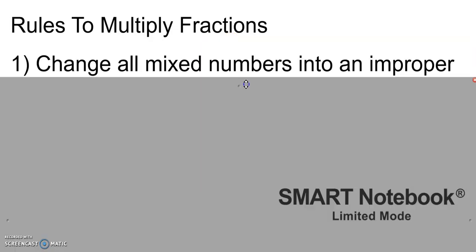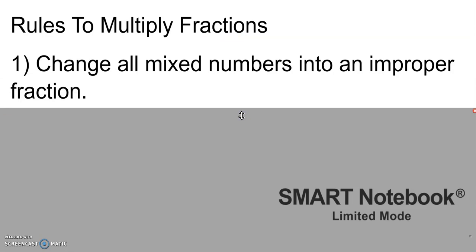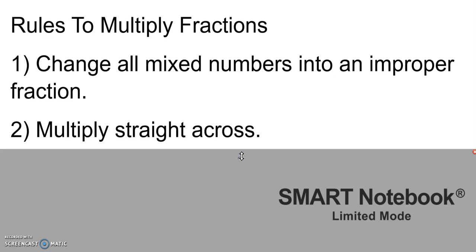So the very first thing is that we need to change all mixed numbers into improper fractions. So if we have, for example, 2 and 1/2, we have to change that 2 and 1/2 to 5 over 2 before we can multiply. And then step 2, we want to multiply straight across.